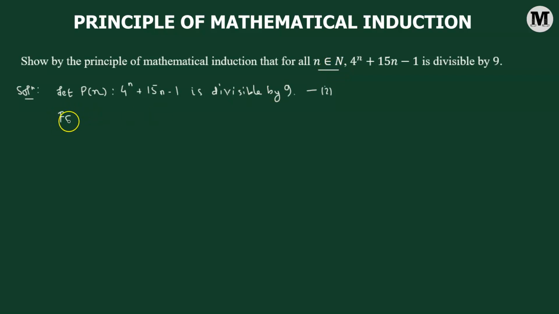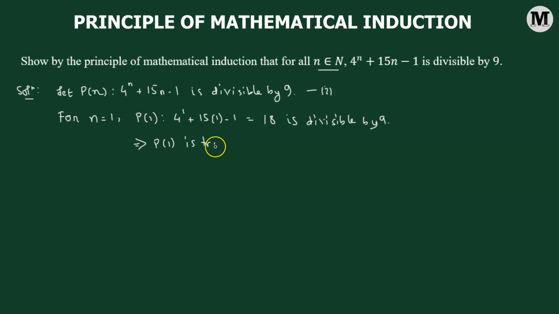For this, first we will consider the natural number 1. When you consider the natural number 1, then the statement P of 1 is simply going to become 4 raised to the power of 1 added to 15 multiplied by 1 minus 1. So 4 plus 15, that's 19. 19 minus 1, that's 18. And we know that 18 is indeed divisible by 9. So that means our statement is true for n equals 1. Or in other words, we can simply say that P of 1 is true.